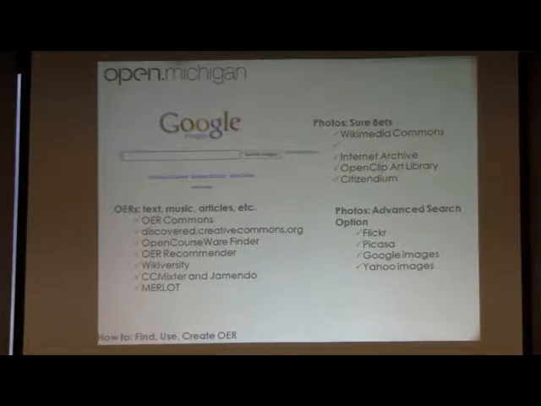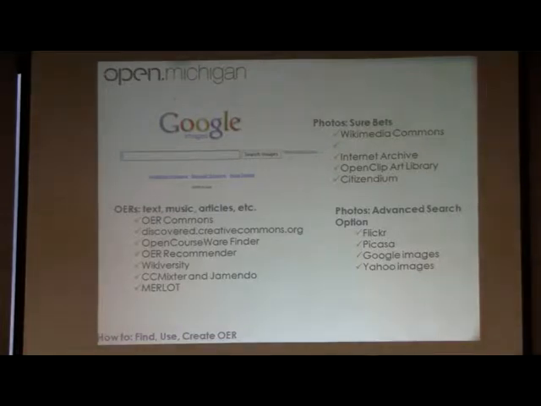So, I'm going to switch gears again a little bit and talk about the ways that you can actually search for, find, and create open educational resources in your own practices. So, we've got a little bit more time. One of the ways that you can do this is by searching for stuff.